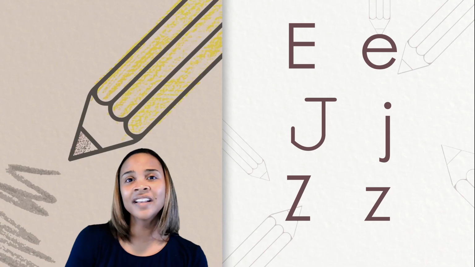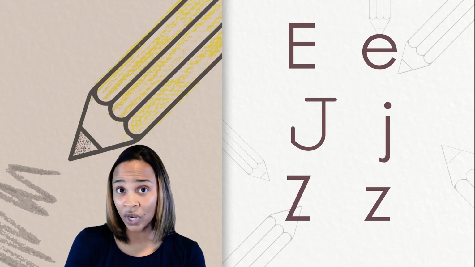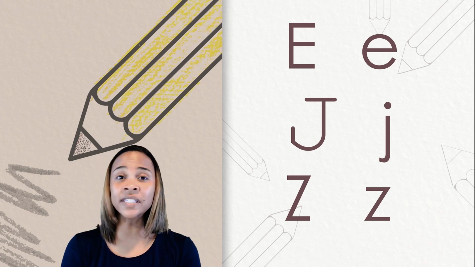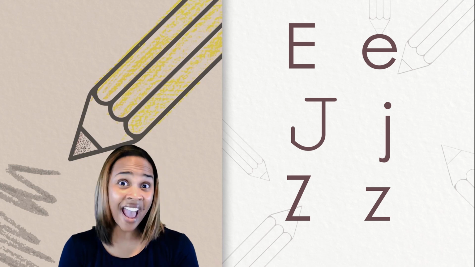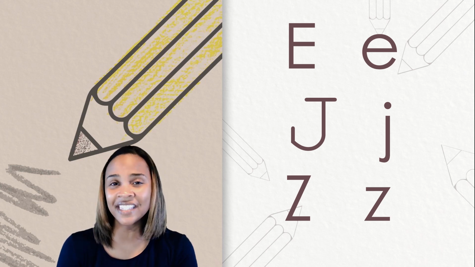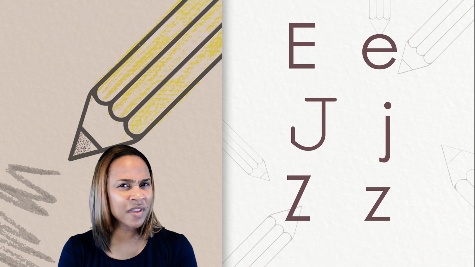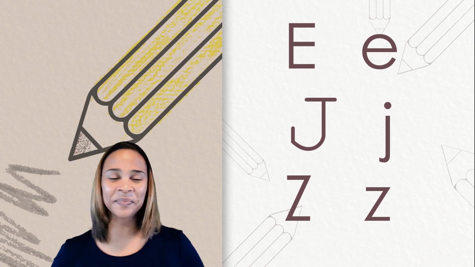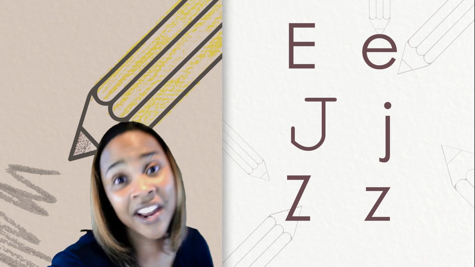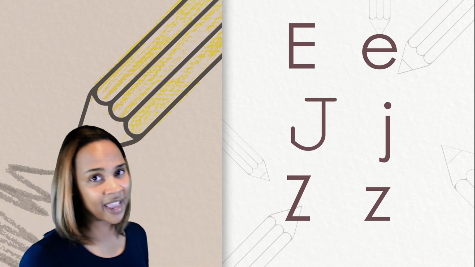Writing. Today we are going to learn how to write our letters E, J, and Z. But first, let's practice skywriting them again and saying the sound. I want you to watch me first and then you'll practice. Are you ready? Let's start with our letter E. We'll start with the uppercase E.